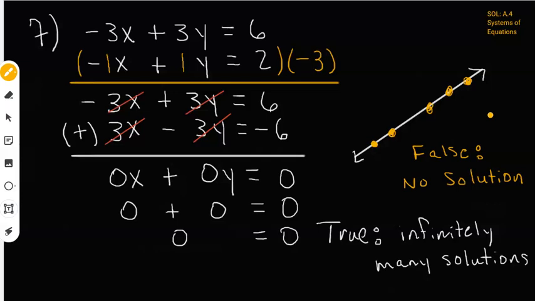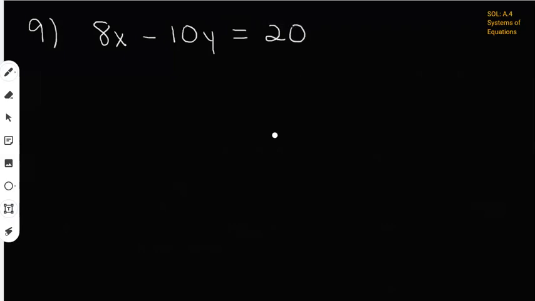Okay, the last one we're going to do together is number 9, and then I'll get you guys to do 6, 8, and 10. So let's check out number 9. Nine is 8x minus 10y equals 20. And 6x minus 7y equals 18.